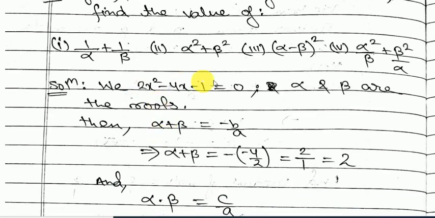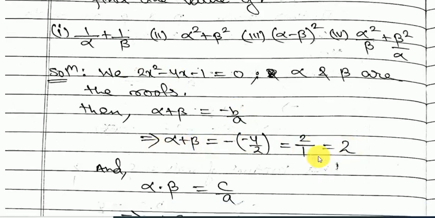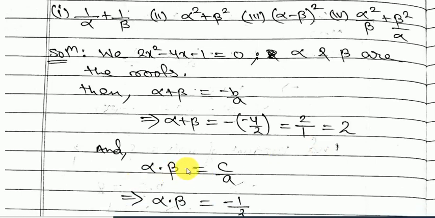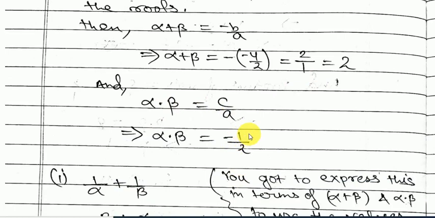This is the quadratic equation, and they are saying that alpha and beta are the roots. So the sum of those roots should be minus b upon a. And b is minus 4, and a is 2. When you put these values and calculate, you get 2. So the sum of those roots is 2. Next, the product of those roots is c upon a. Substituting the values, I'm getting minus half. So the product is minus half.